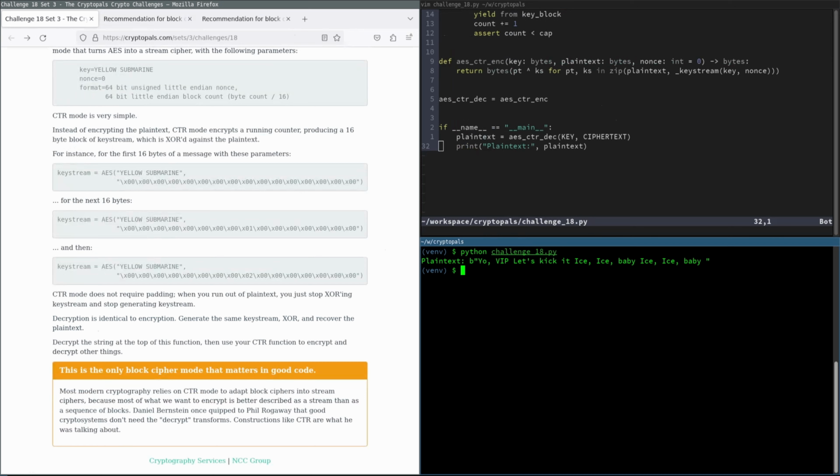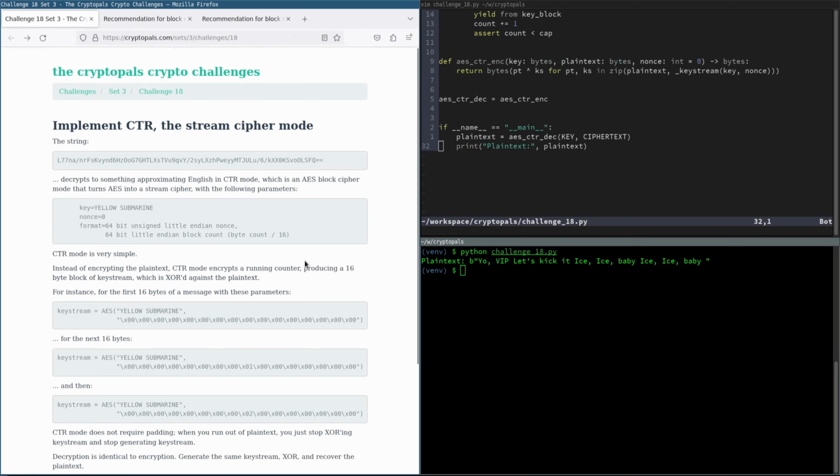And there it is. The plaintext does show up, and it is in fact a very close approximation of English. Reading, "Yo VIP, let's kick it. Ice, ice, baby. Ice, ice, baby." So there you go. That's challenge 18.